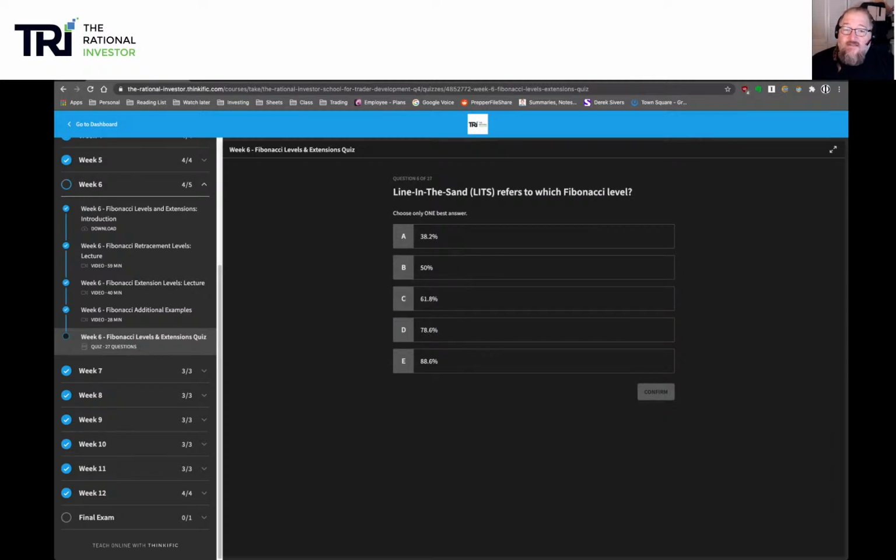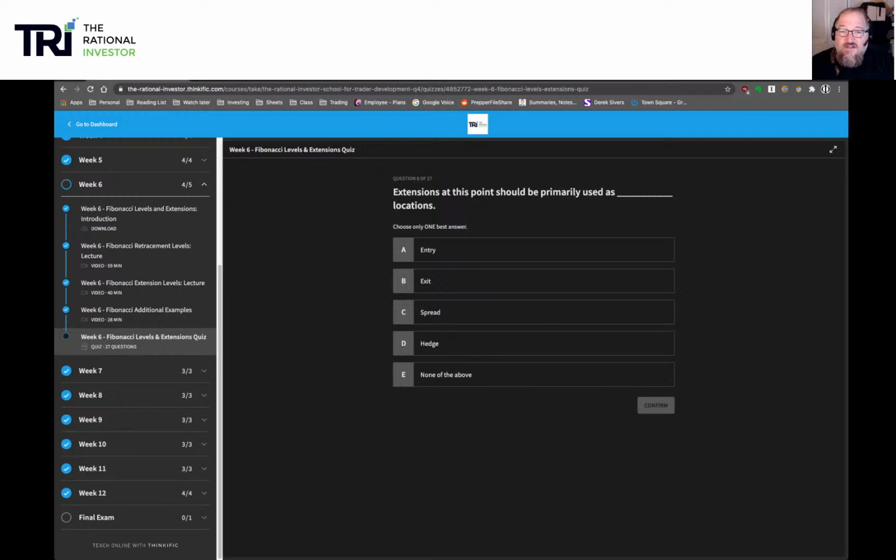And then the line in the sand, you'll see us refer to this as the Litz, refers to which Fibonacci level? All right, we're talking about the 78.6. That's the upper boundary, or the outside boundary, I should say, of the RLZ. And then Mountain Man refers to which Fibonacci level? That's the 61.8. Right.